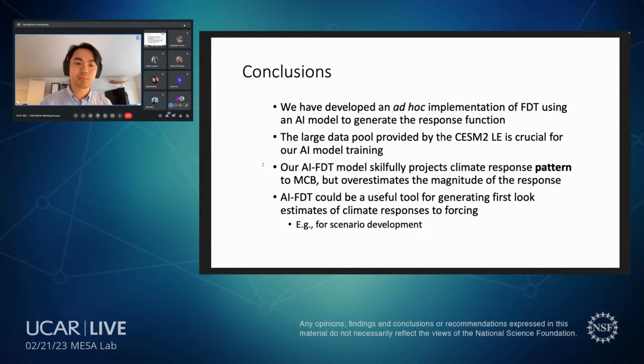So there's obviously more work to be done in order to improve the model, but I think there is a good indication that this sort of method could be a useful tool for generating first look estimates of climate responses to forcing, for example, for scenario development, whether it is for geoengineering or for other sorts of short-term climate forcing scenarios. Thank you.